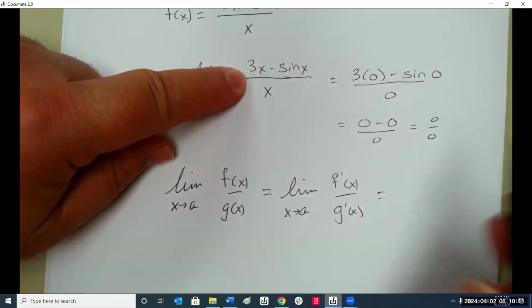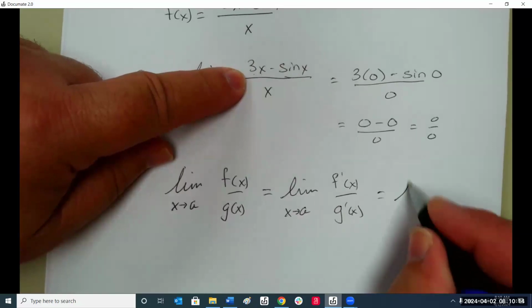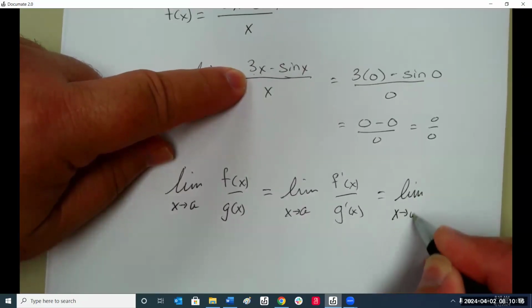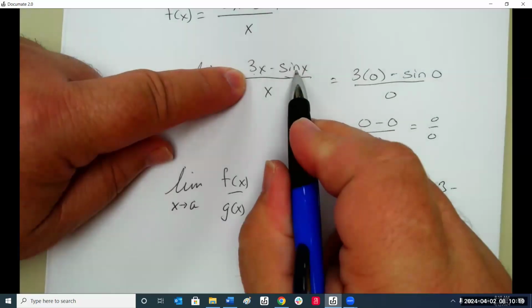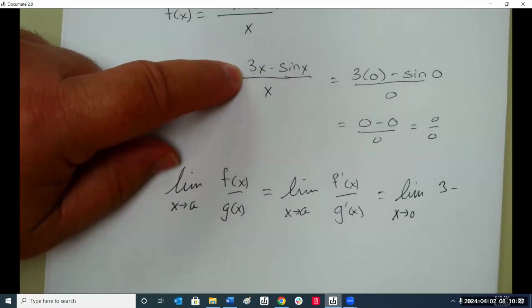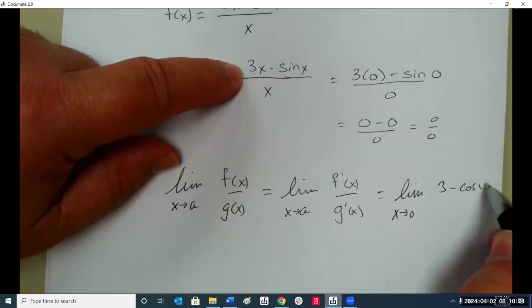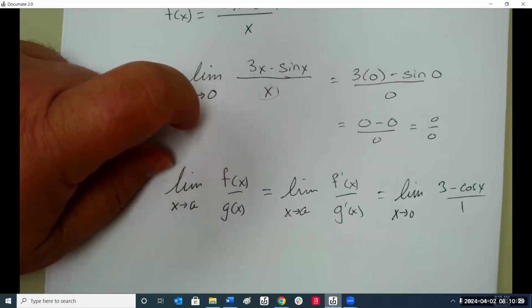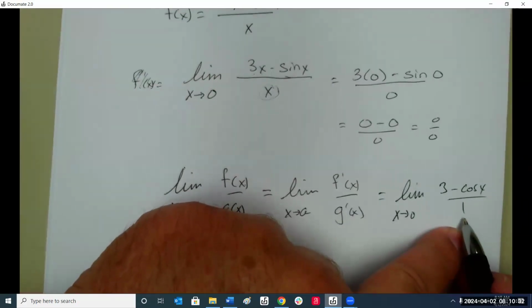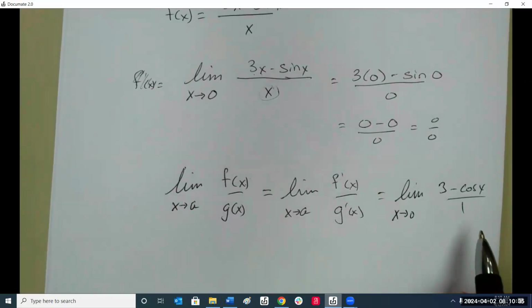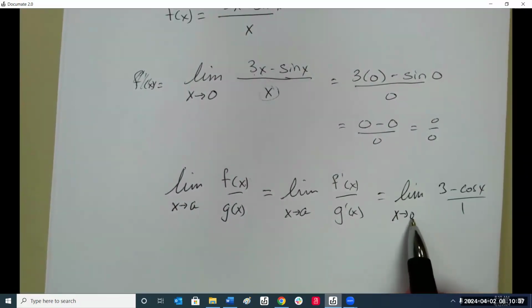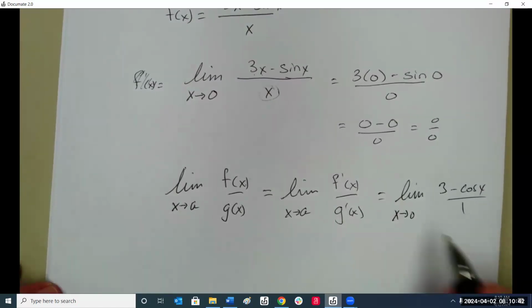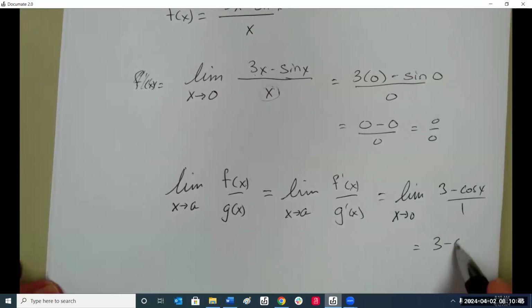What's the derivative of 3x? So we have the limit of 3. What's the derivative of sine x? Cosine x. What's the derivative of x? 1. We see in the bottom, it's no longer a 0 when we go to 0. So we stop doing L'Hopital's rule, and let's just plug it in there. What's cosine of 0?